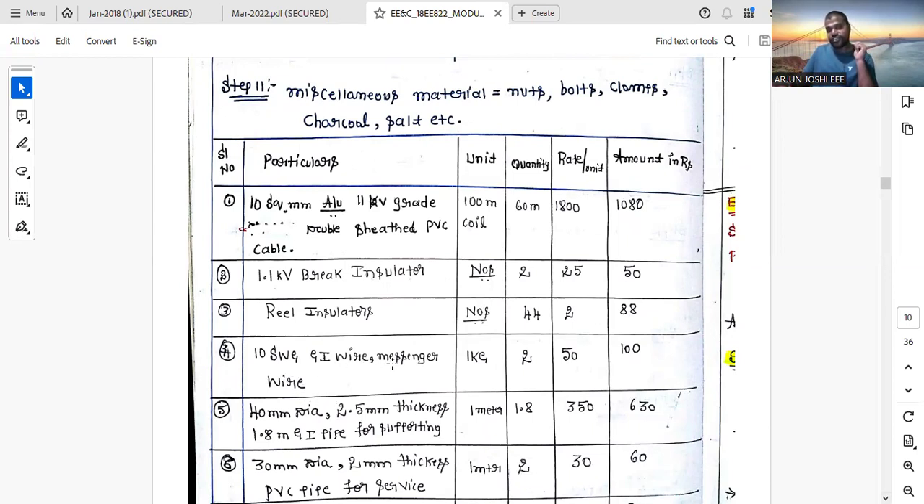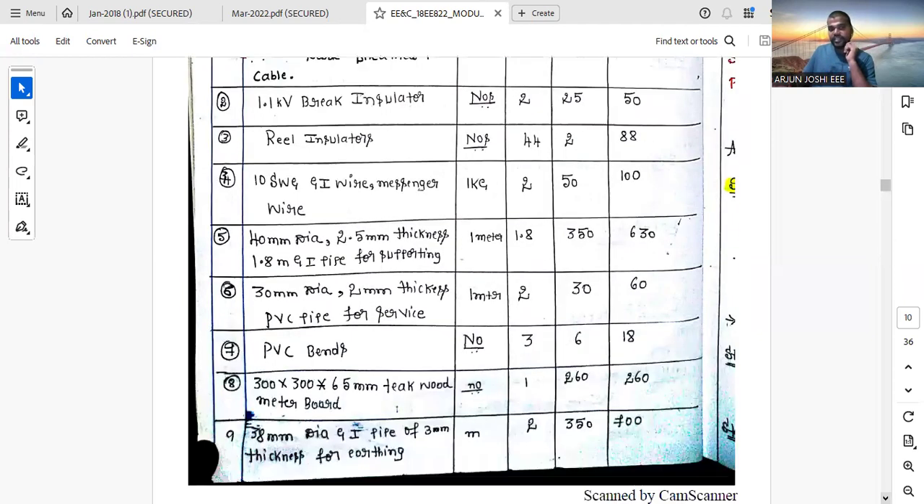10 SWG GI wire, the messenger wire, unit is 1 kg. Total 2 kg we require, 50 into 2, 100 rupees. 40 mm dia, 2.5 mm thickness GI pipe for supporting, unit 1 meter. Here we require 1.8 meter; 1 meter is 350 rupees, so 1.8 meter is 630 rupees. 30 mm dia, 2 mm thickness PVC pipe for service. Here 1 meter is 30 rupees. We require only 2 meters, 2 into 30, 60 rupees.